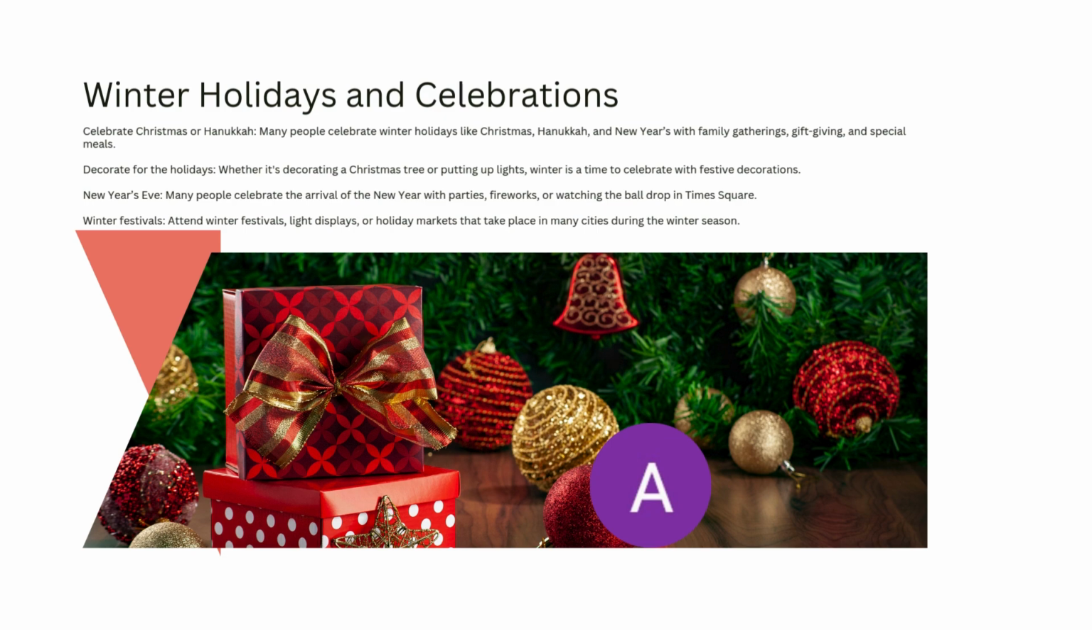Winter Festival. Fourth, attend winter festival light displays or holiday markets that take place in many cities during the winter season.